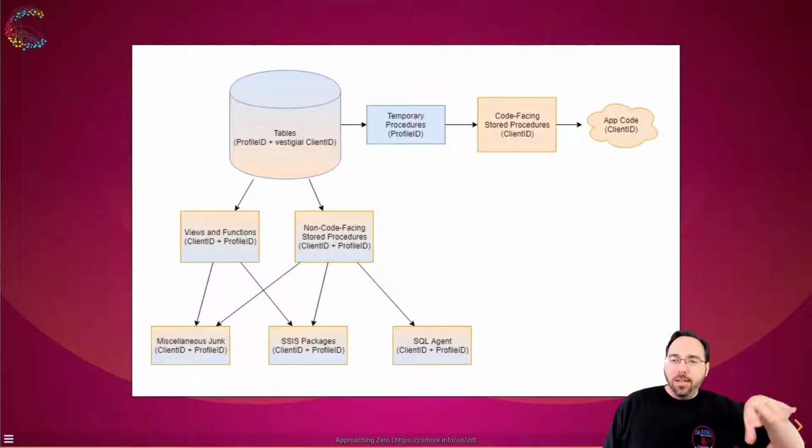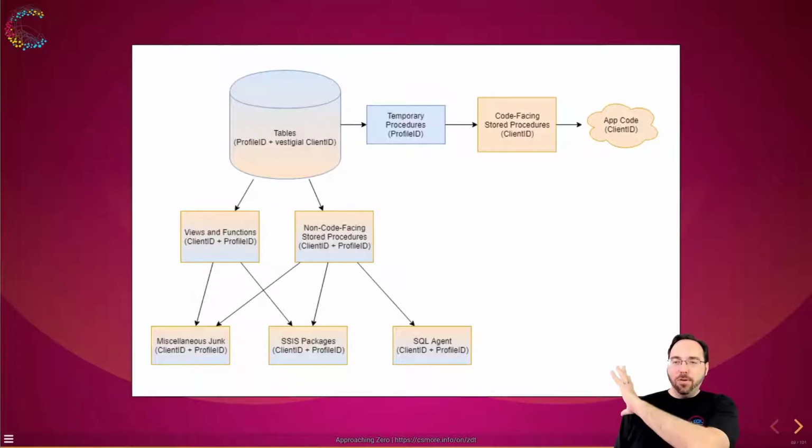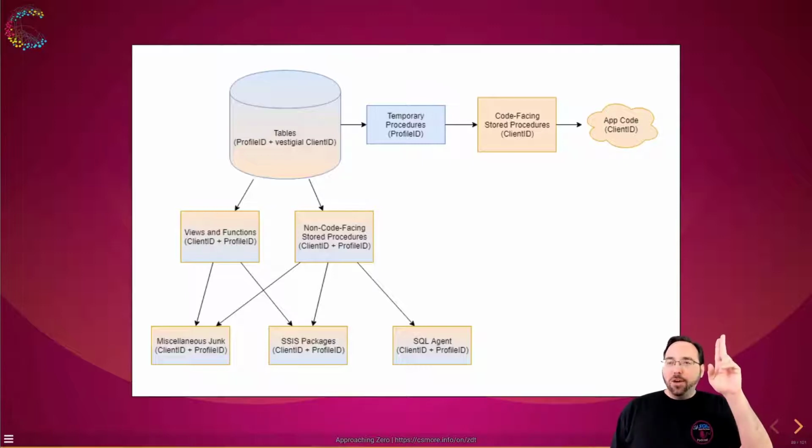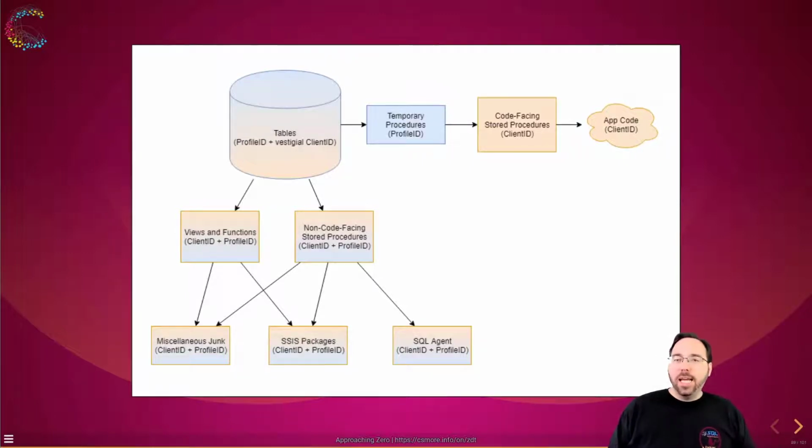All of the non-application code over here still is looking at both columns. So none of that needed to change right here. The application code is still looking just at client ID, but our code-facing stored procedures are aware of both columns because the temp procedures have both. So we're still good to go here.